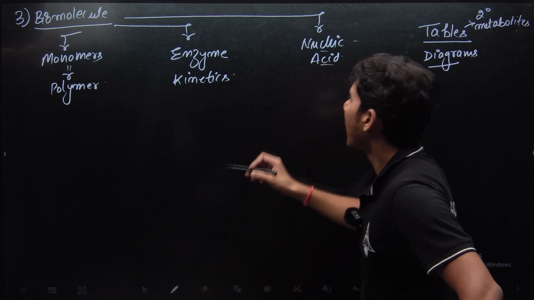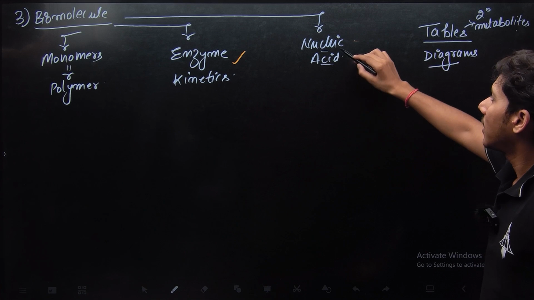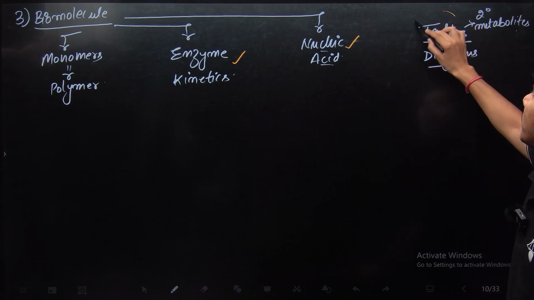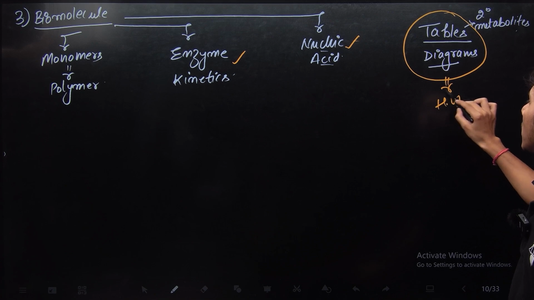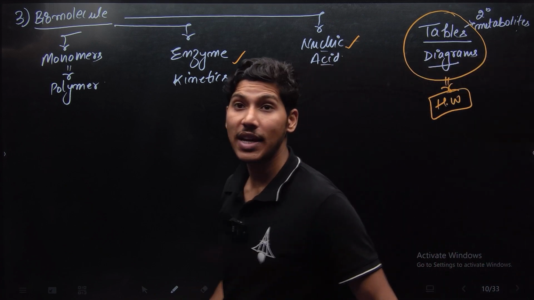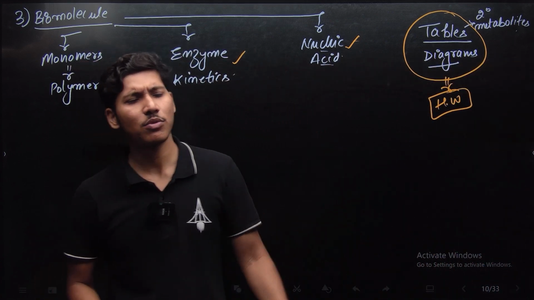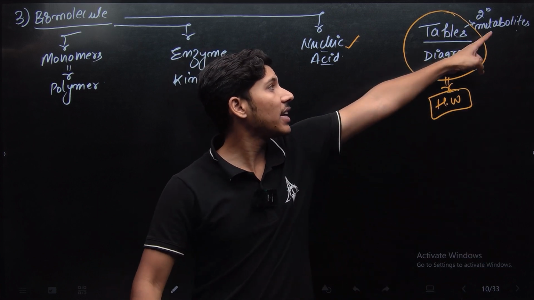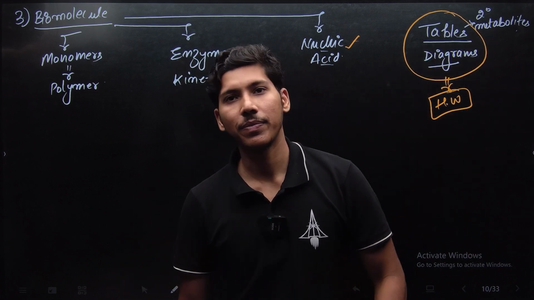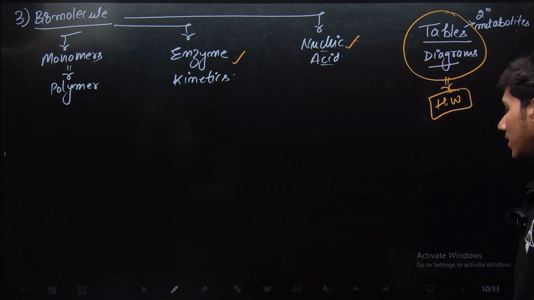Okay? Then we have to see enzyme kinetics, nucleic acid structure, and tables and diagrams. This you can take as homework, because this chapter has lots of tables and diagrams in it. Diagrams you can skip also, but tables are very important, specifically the table of secondary metabolites. Okay, let's move ahead and see this chapter.